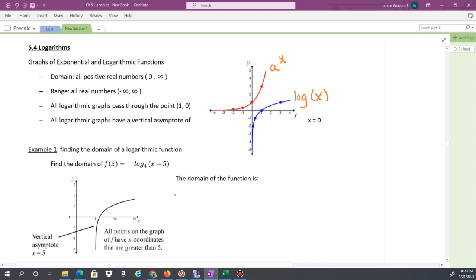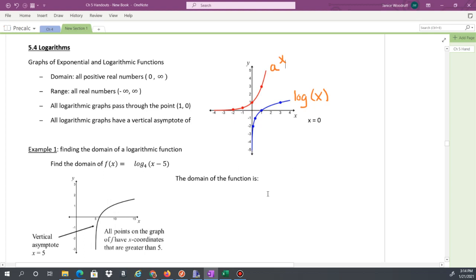So a logarithm and an exponential graph are going to be inverses of each other. The domain of this graph is going to be from 0 to positive infinity. The range is going to be all real numbers because we are extending slowly out and up, and then we are extending down infinitely. We're going to go through the point (1, 0) here. And then we have a vertical asymptote, all the way over here, of x equals 0.